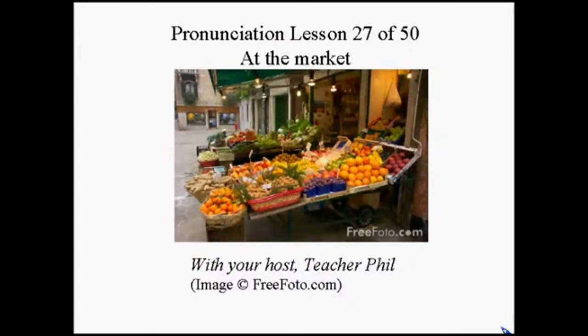Pronunciation Lesson 27 of 50. At the market.